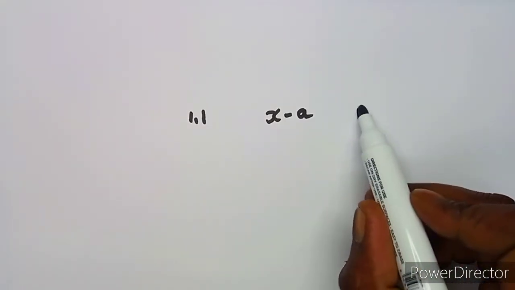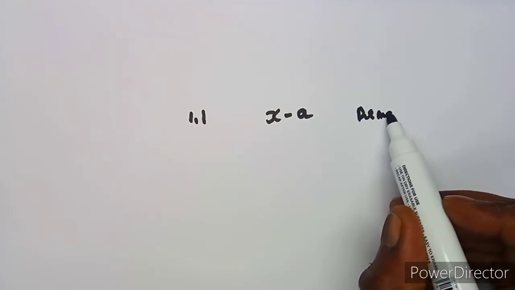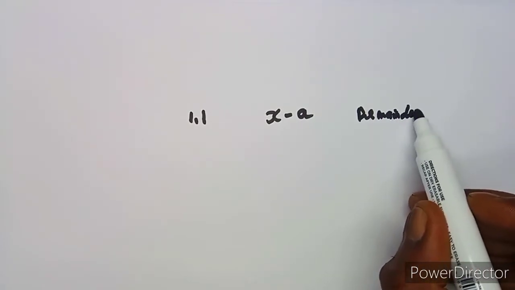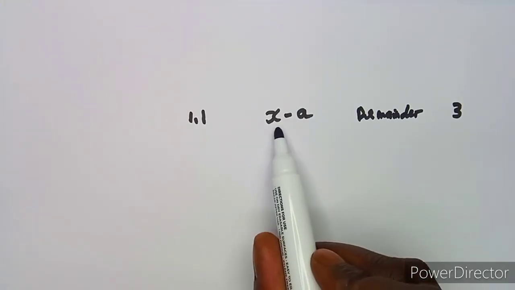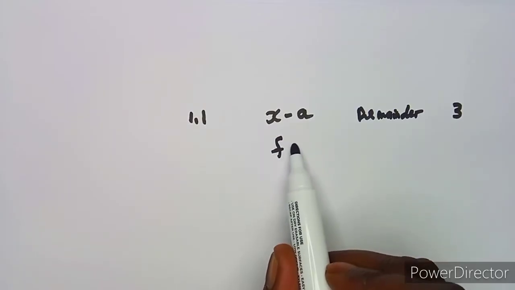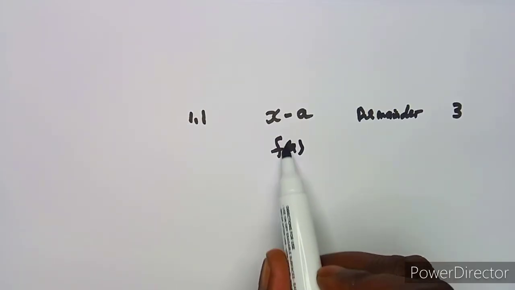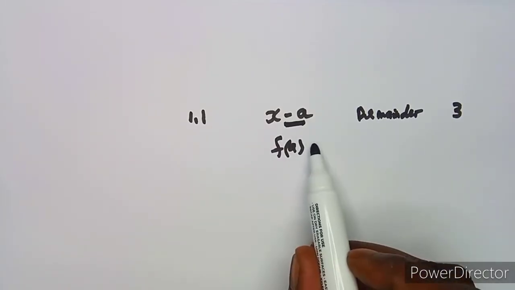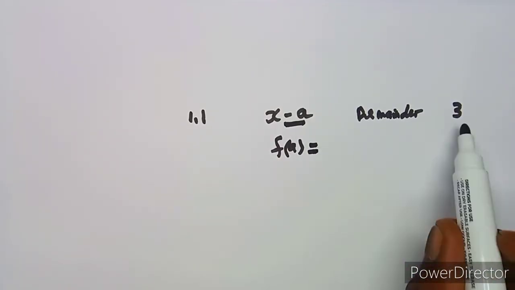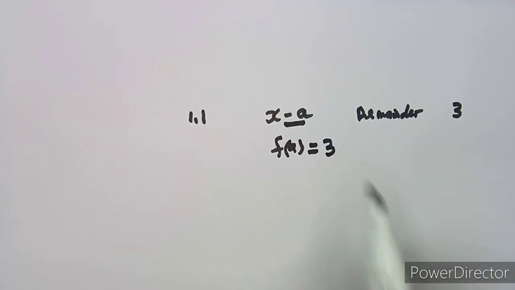let's say x minus a, and you have got a remainder of 3, let's just say this is what is happening. It means that you are going to find f of a. You find f of a from this x minus a, and that f of a is going to give you a 3. That is how you answer these typical questions.